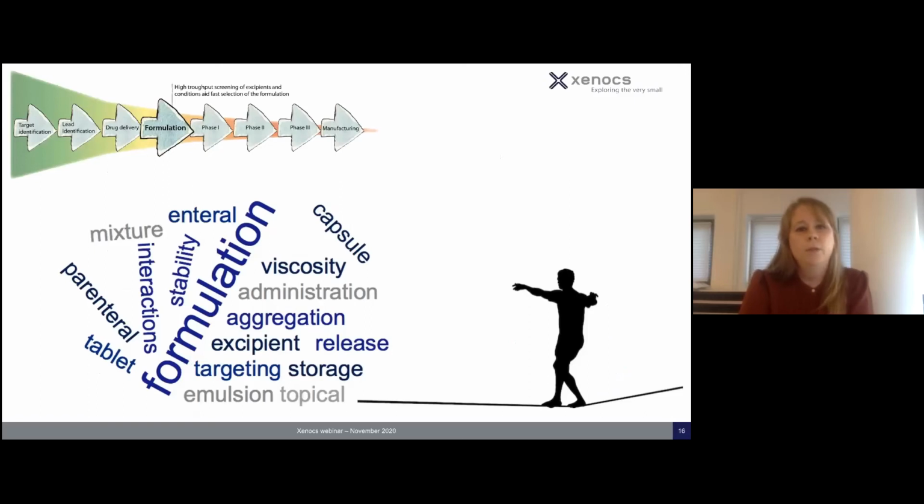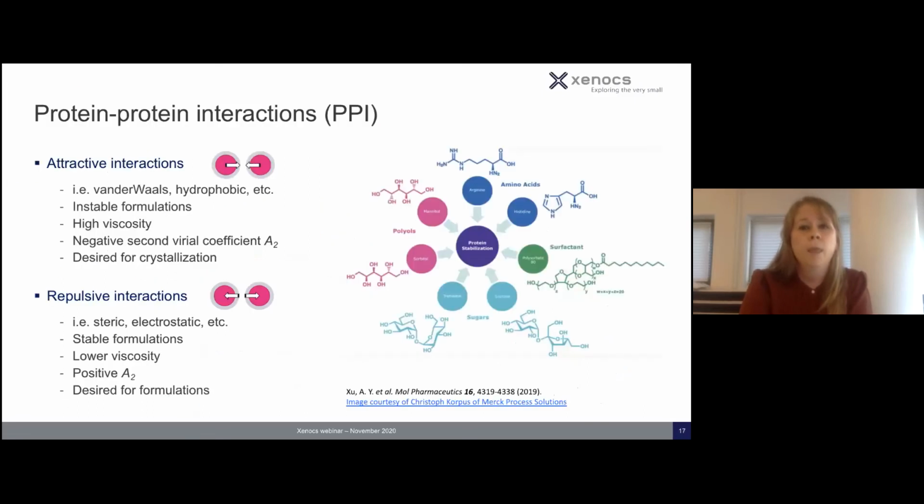Next step is the formulation phase, and this is basically a balancing act between making sure that, for example, these nanoparticles are transported inside the body to a site of action, but also making sure that drugs or vaccines don't become too viscous for injection, for example, but also for the manufacturing process. And an important factor in formulations of biologicals are protein-protein interactions, or PPIs.